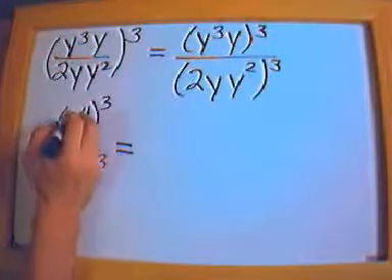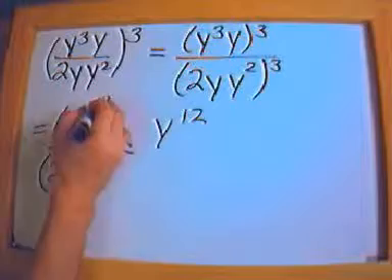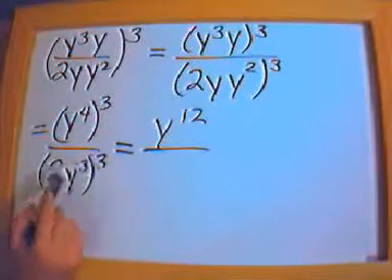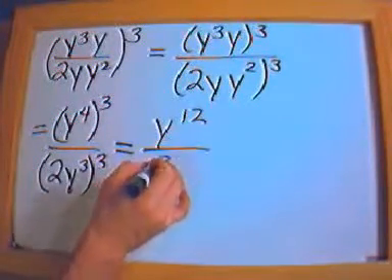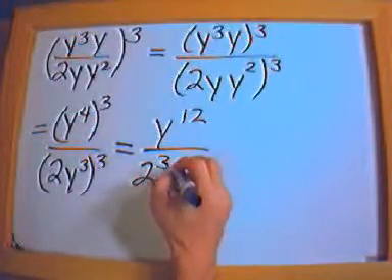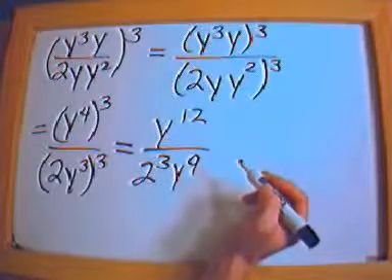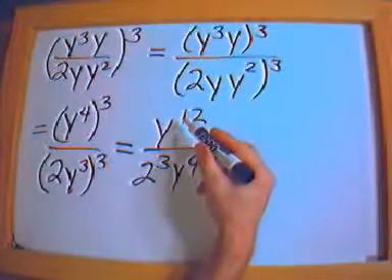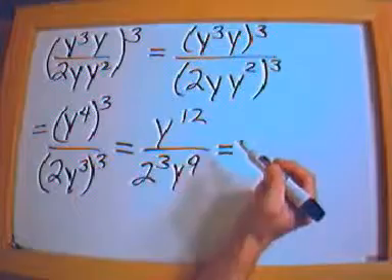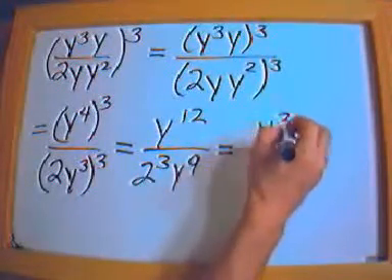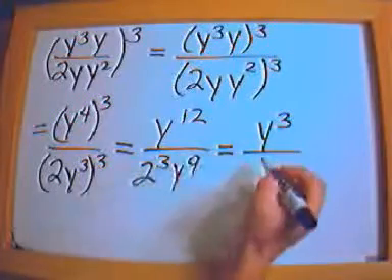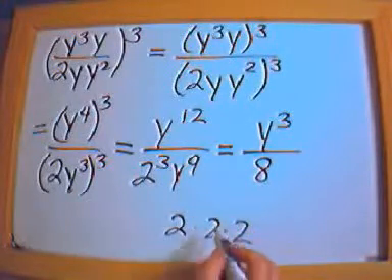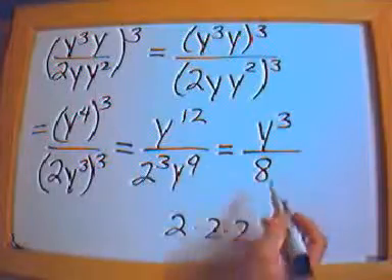Now let's proceed. Y to the fourth raised to the third power is y to the 12th, because 3 times 4 is 12. And then on the bottom, this 3 needs to be distributed in, because there's two things in here being multiplied together. So I've got 2 raised to the third power, and I've got y to the ninth, because 3 times 3 is 9. Okay? Now, for the y's, I've got 12 y's on the top, and I've got 9 y's on the bottom. 12 minus 9 is 3, so I've got y to the third power over, don't forget about your 2, 2 to the third, and if you multiply that out, that's 8, because 2 times 2 is 4, 4 times 2 is 8. So I've got 8. And that's the answer right here.